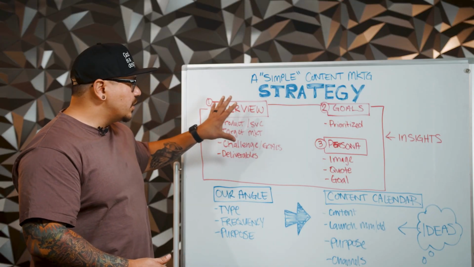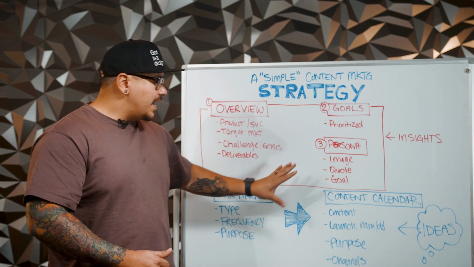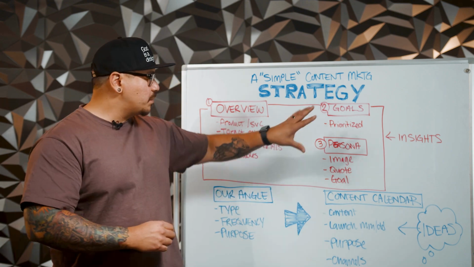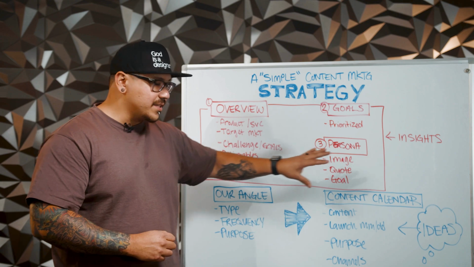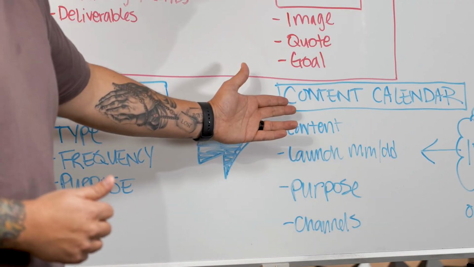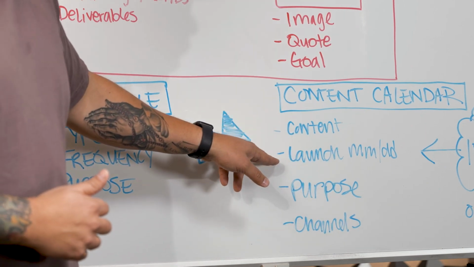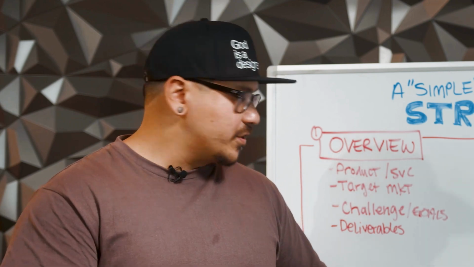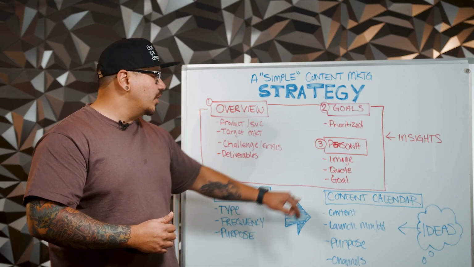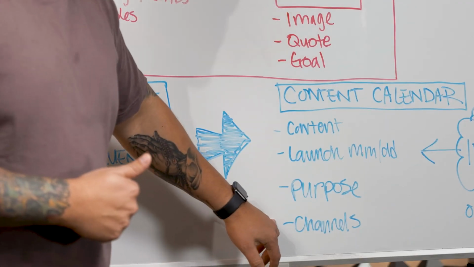And so you understand the overview of the business, the goals, the persona, you now have an angle, and now you're ready to start listing out content ideas. And I guarantee if you spend the time uncovering the insights and developing an angle, you will come up with creative ideas. And in the content calendar, you list the piece of content you're going to create, and the launch date. If you don't give yourself a deadline, it'll never get done. Then the purpose, which is directly tied to your angle and your goal, and the channels you're going to share it on.